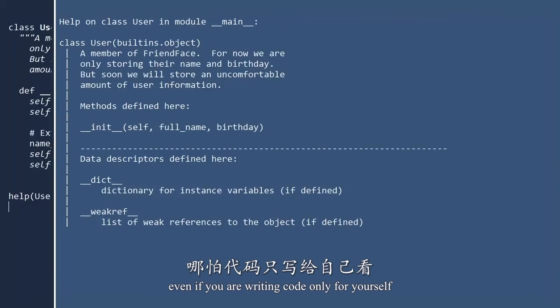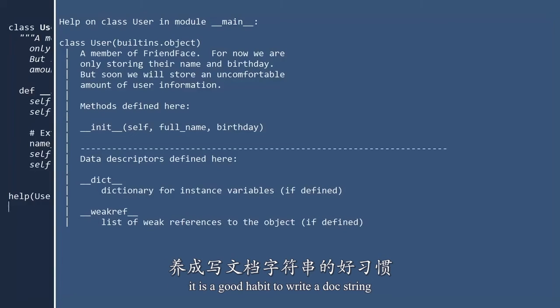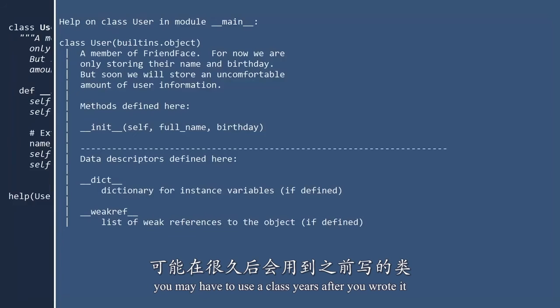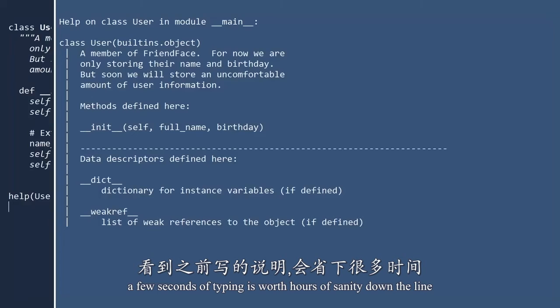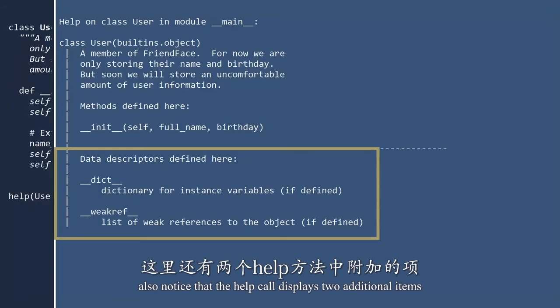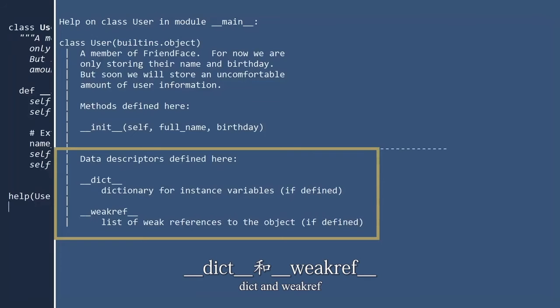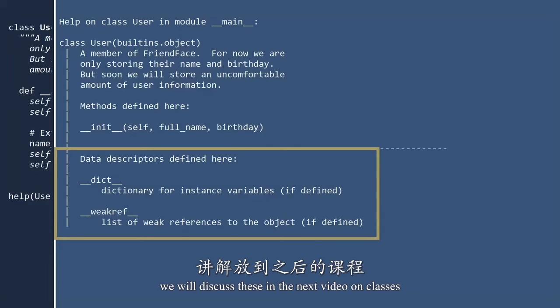Even if you are writing code only for yourself, it is a good habit to write a docstring. You may have to use a class years after you wrote it. A few seconds of typing is worth hours of sanity down the line. Also notice that the help call displays 2 additional items, dict and weakref. We will discuss these in the next video on classes.